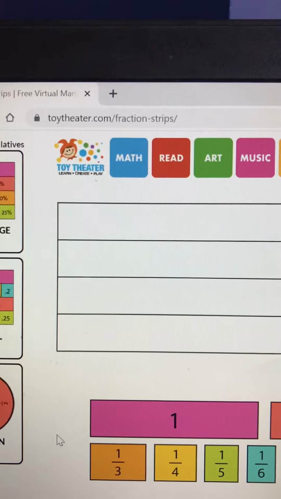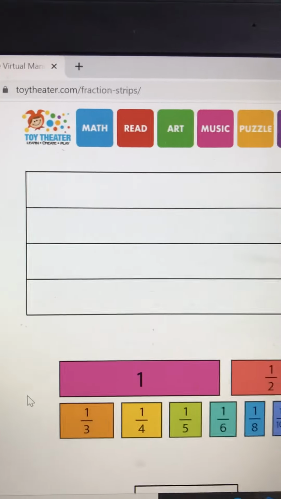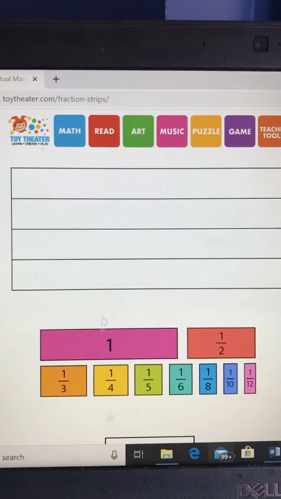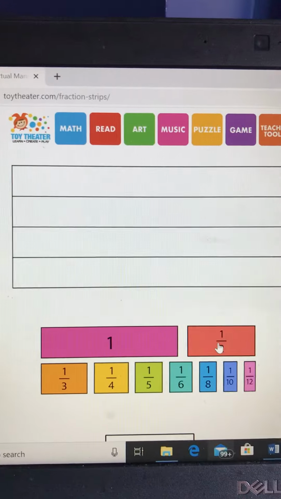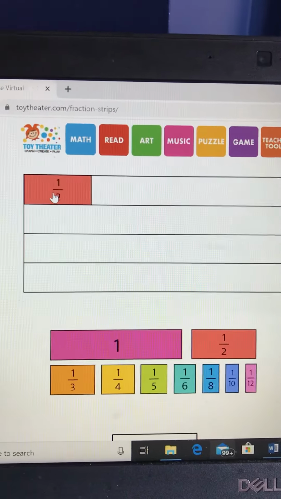So I'm going to send you to this website to play around. And this is going to look a little more similar to what my colleague George Reuter is doing in his video. So let's say I wanted to add a half plus a third.